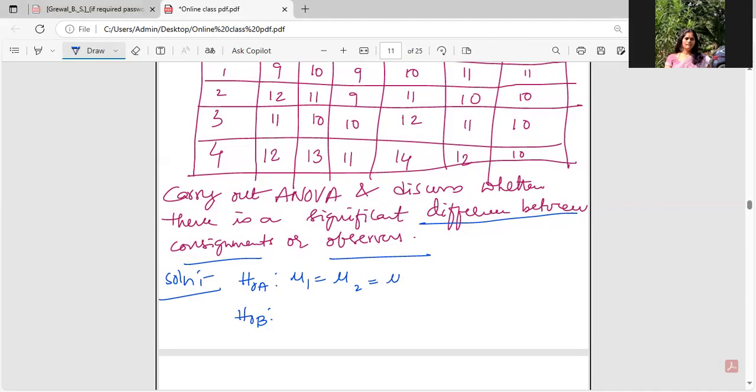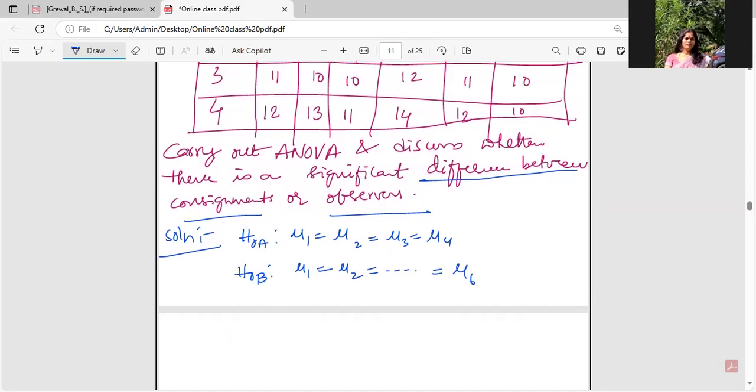So mu1, mu2, mu3, mu4. I'm taking A to be observers and B to be consignments. Then H0A will be mu1 equals mu2 and so on up to mu4. H0B would be mu1 is equal to mu2, and so on, up to mu6. That's how I'll consider the null hypothesis.